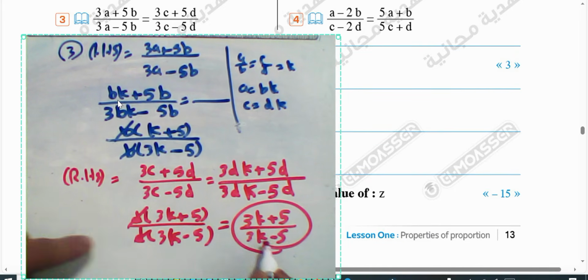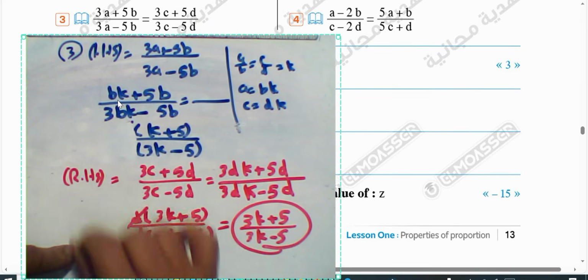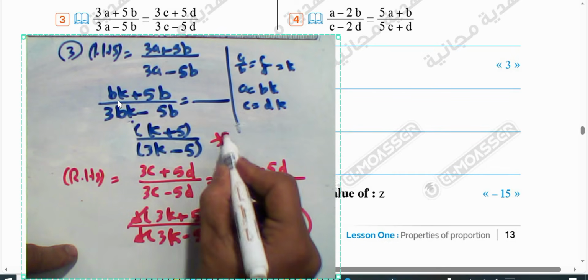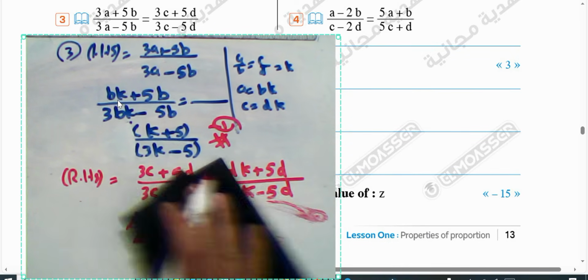The left hand side and right hand side are equivalent. You can simplify it by dividing by 5b up and down. They are similar. From relation number 1 and relation number 2, they are equivalent.